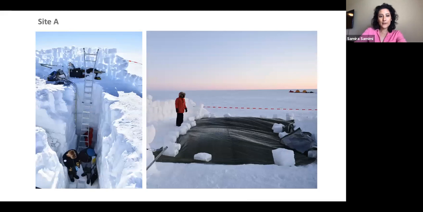This is my site A, as you can see. This site is about 5.3 meters deep, which was dug by my strong German colleagues. And it took a couple of days to dig all of that snow out. Because we didn't want it to fill up again with snow every day, we would cover it with a tarp. And yeah, it was very exciting.